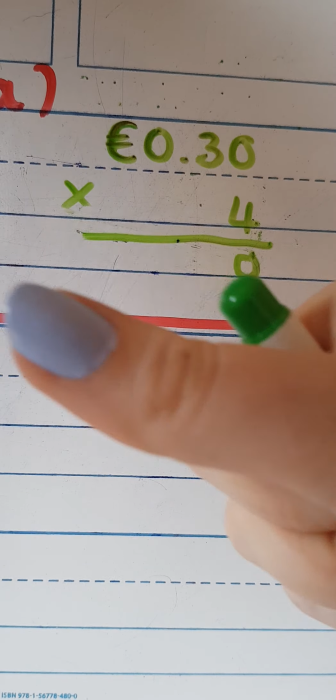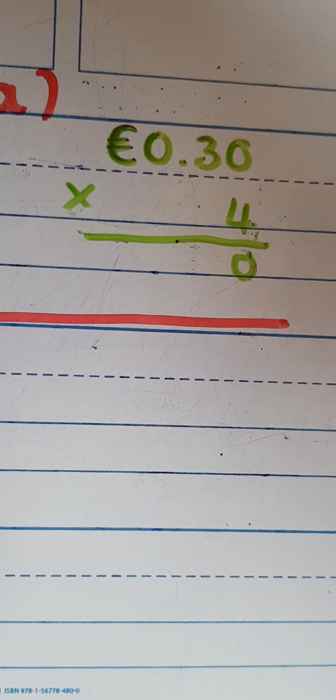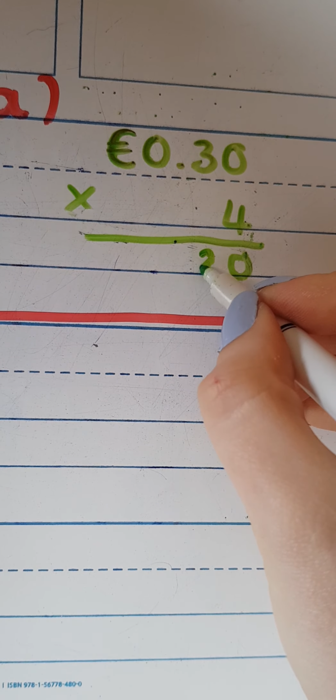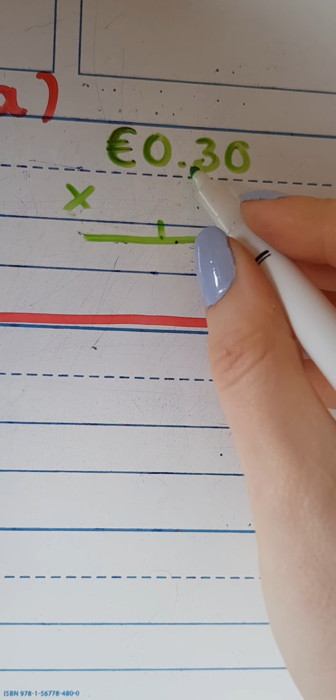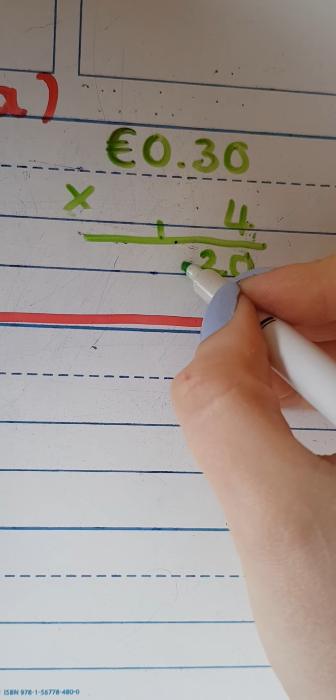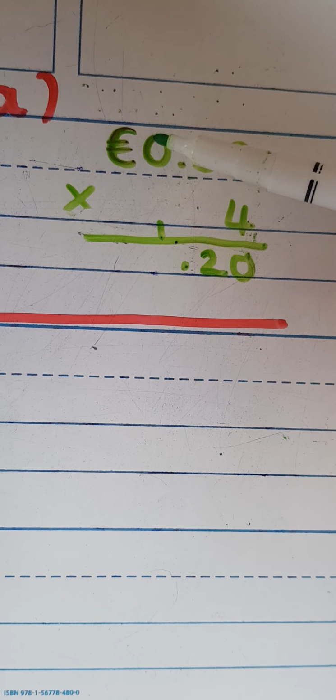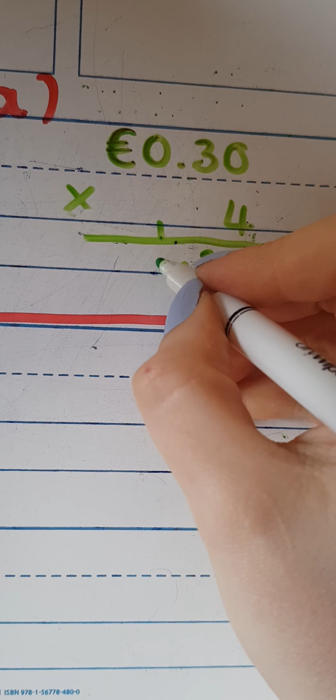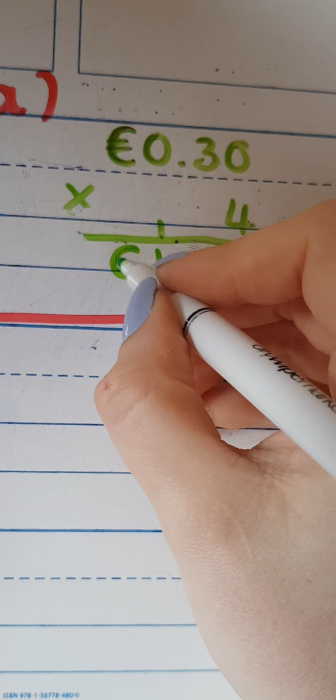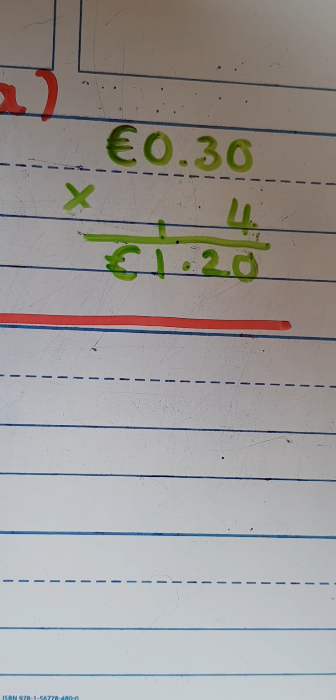I'm going to go 4, 8, 12. Put down my 2, carry my 1. I'm going to keep my decimal point in the same place. And then I've got 4 multiplied by 0 is 0, plus 1 is 1. And now I've got my answer.